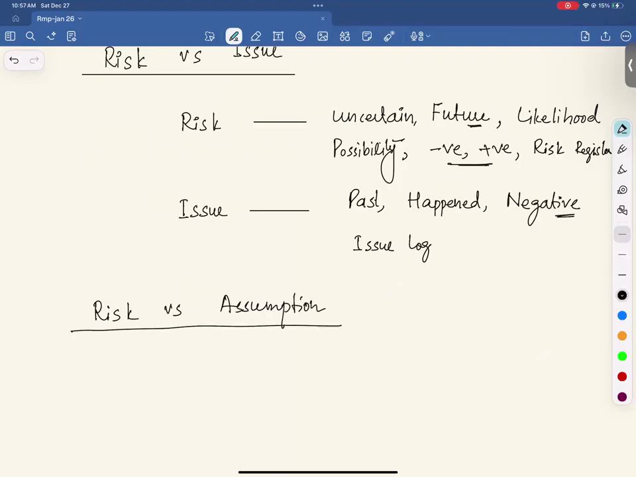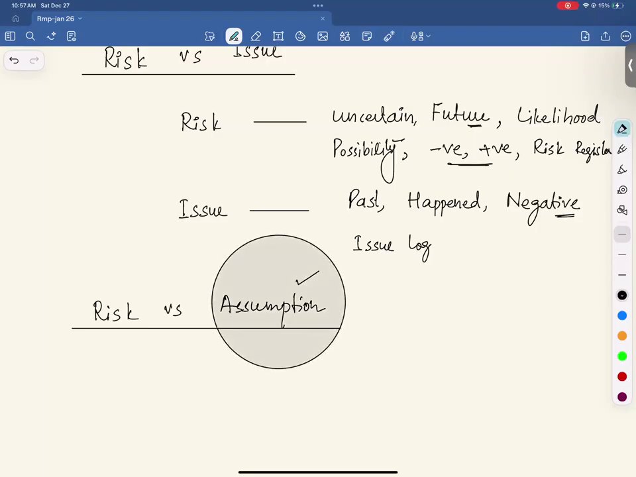What's the difference between risk and assumption? Assumption is like we are putting some basis, and on that basis we are doing the work. That is assumption, and risk is an uncertainty that is occurring in the future. Right. Anybody else? How would you define an assumption?